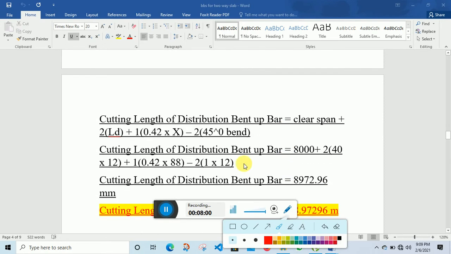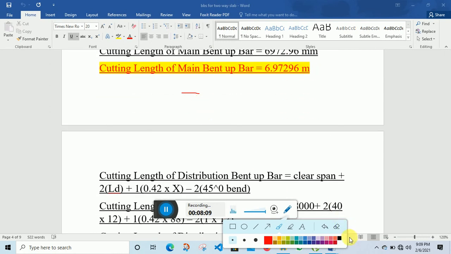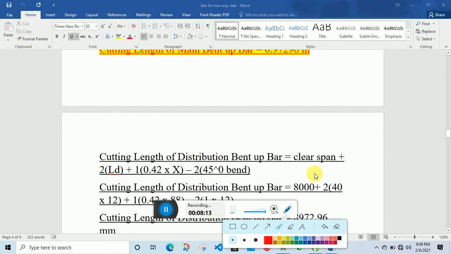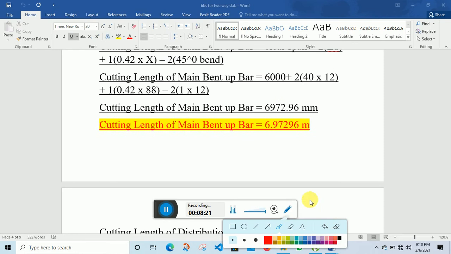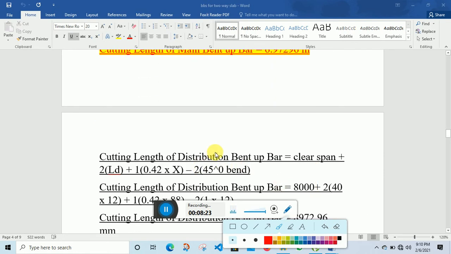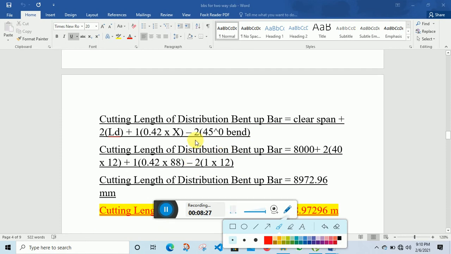Now look here, cutting length of distribution bent up bar. That was about the main bar, and now this is about the distribution bar. Clear span plus 2 into LD, the same formula we will use here. So this is 8000, and this was 6000. This is the difference between the main bar and distribution bar. The formula is the same as for the main bar.